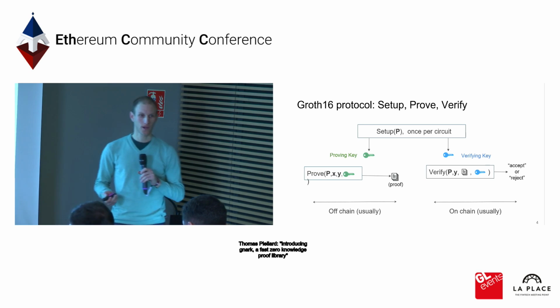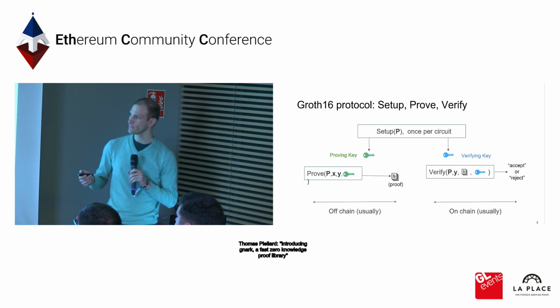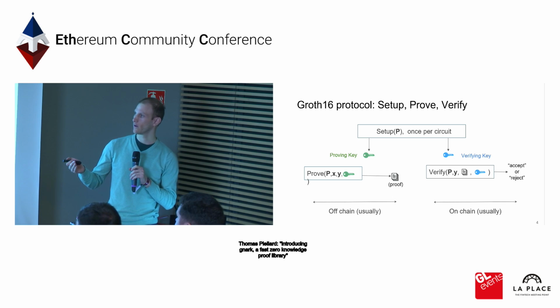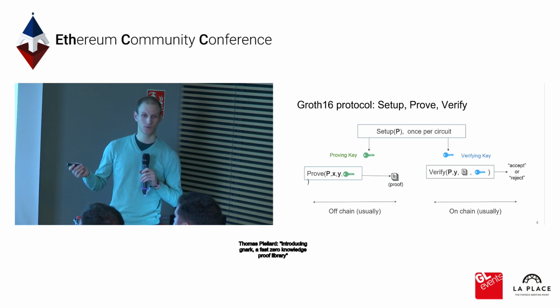Now I'm going to describe in a little more detail the Groth16 protocol, the protocol that gnark supports. In this protocol, you have three main algorithms, which are setup, prove, and verify. The setup phase you have to do once per circuit. Basically, you give the setup a program or circuit P, and it will spit out a proving key and a verification key.